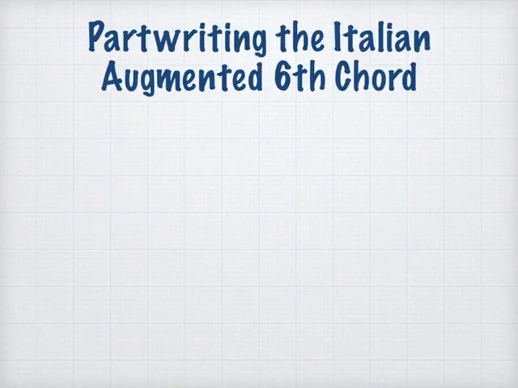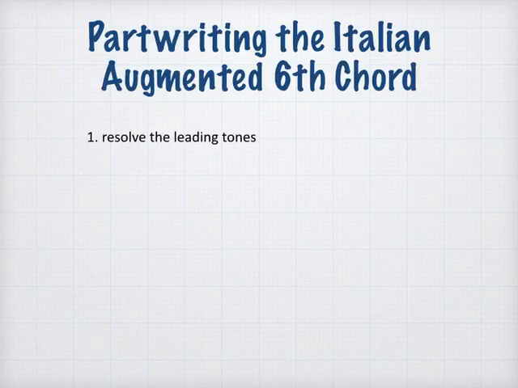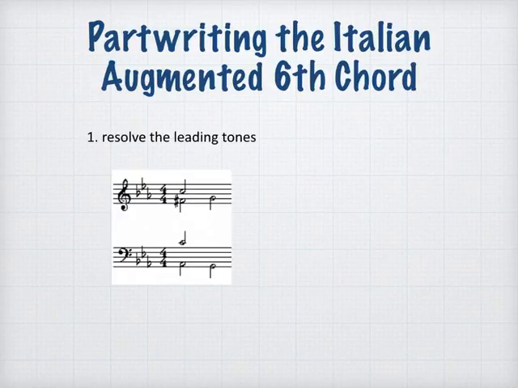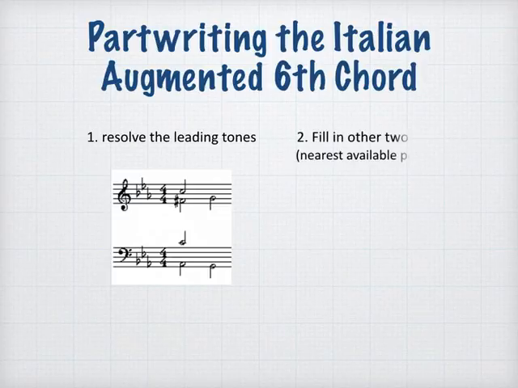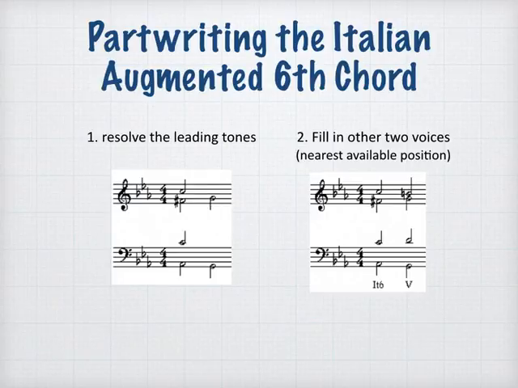Now, let's part write the Italian augmented sixth chord. It's very easy to part write because there aren't very many choices. First, write your augmented sixth chord and resolve the leading tones. The A flat will go down to G. The F sharp will go up to G. Then fill in the other voices. Go to the nearest available position.